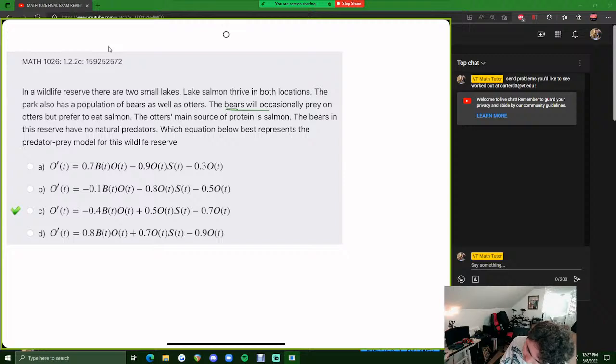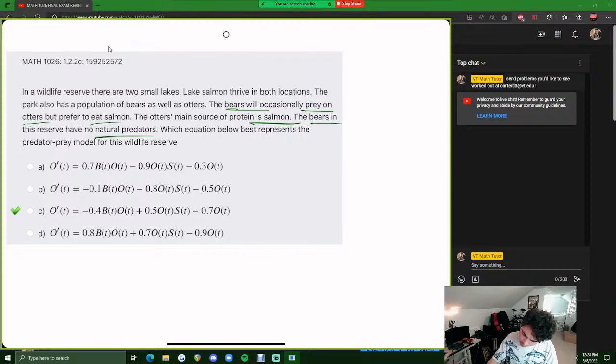the bears occasionally prey on the otters, but prefer to eat salmon. So basically, the bears are at the top. They're eating both otters and salmon. And then they say the otters' main source of protein is salmon. So the bears are eating otters and salmon. The otters are eating salmon. And then the bear has no predators. So the otters are getting eaten by bears.